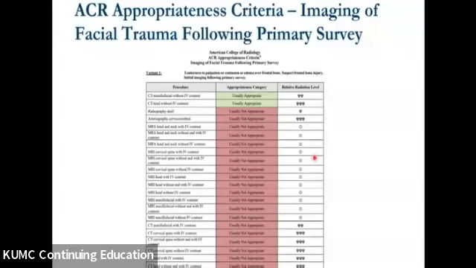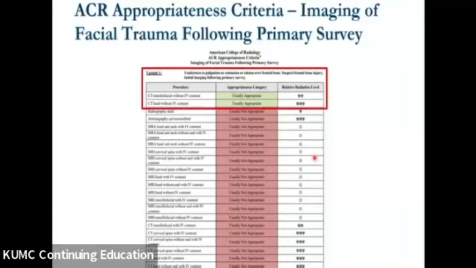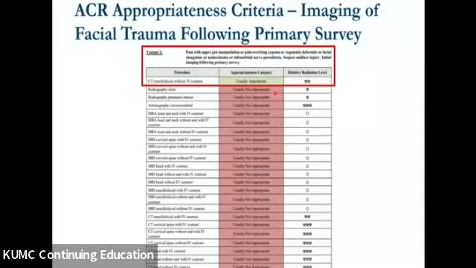So this is the imaging of facial trauma following primary trauma survey, and it might be hard to see here, but they give 4 different variants. And the first one is if you're suspecting a frontal bone injury. So this is green, so this is labeled as usually appropriate. A CT head and a CT max face is going to be recommended in that situation. The second variant they give is if you're suspecting a mid-face injury. The only thing that's labeled as usually appropriate here is a CT maxillofacial.